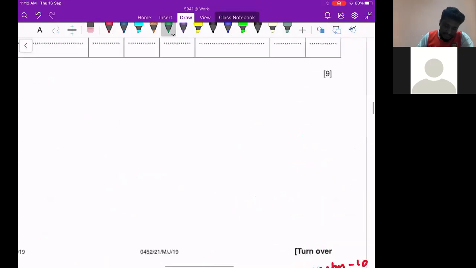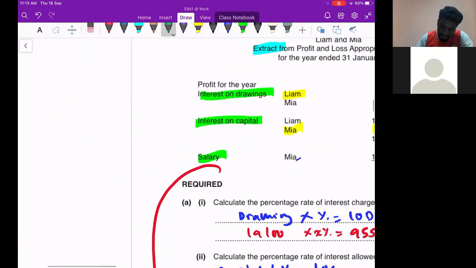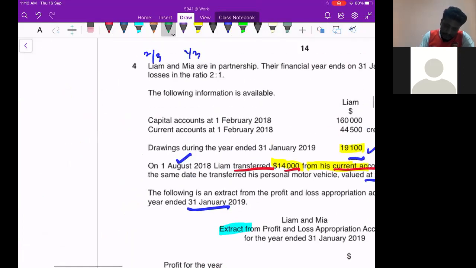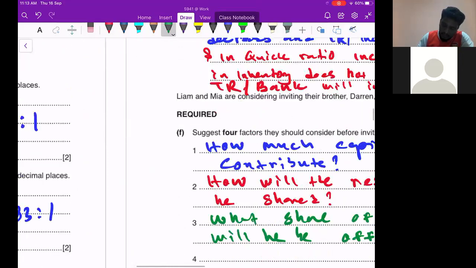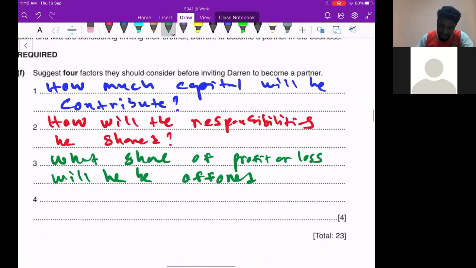Okay, now their share of profit and loss is 2/3, 1/3. So now when the new guy is coming in, how are you going to share? You need to consider that one first.